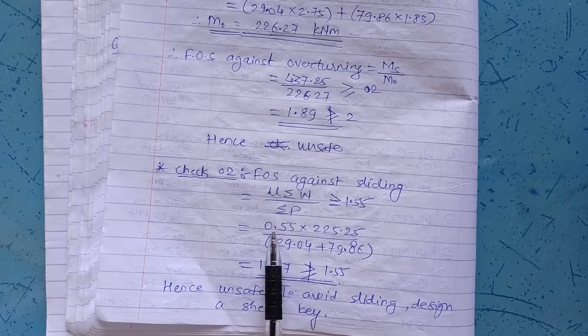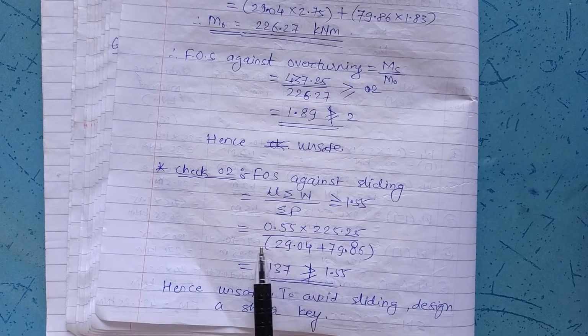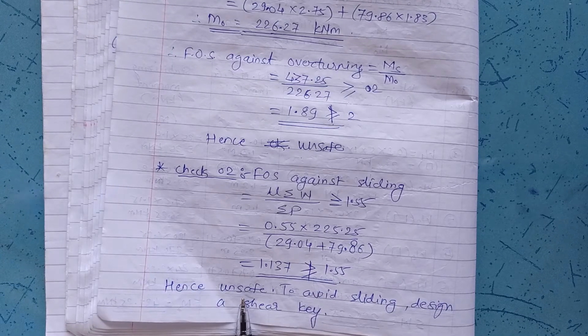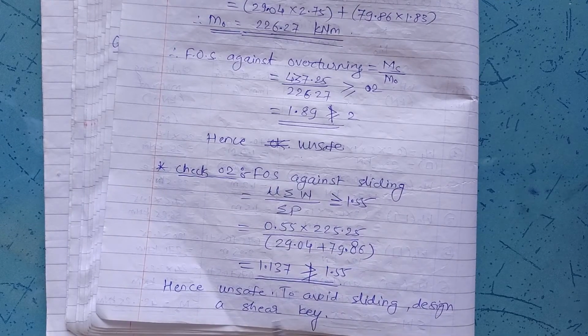Now 0.55 is nothing but the friction coefficient, into W we have calculated, 225.25, divided by 29.04 plus 79.86. Hence we get 1.137, which is not greater than 1.55, hence the section is unsafe against sliding. Then to avoid the sliding we are supposed to design a shear key. Now here please take note that our section has failed against sliding. Our retaining wall has failed against sliding. Hence we are supposed to provide a shear key.